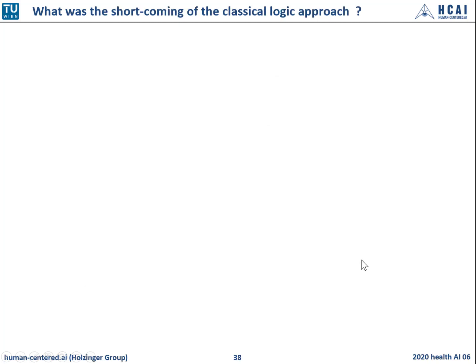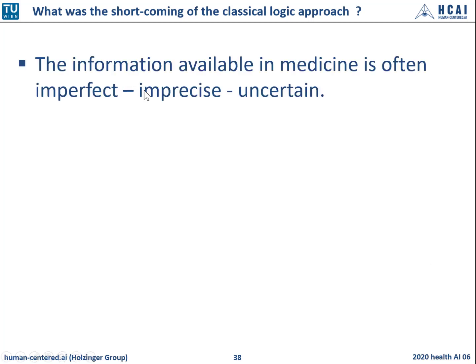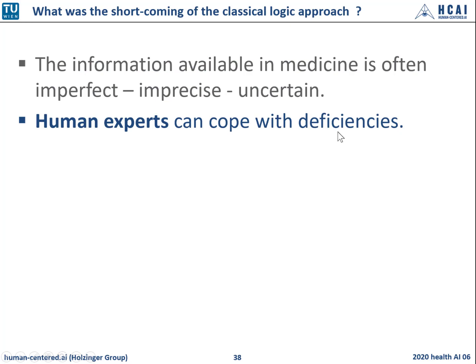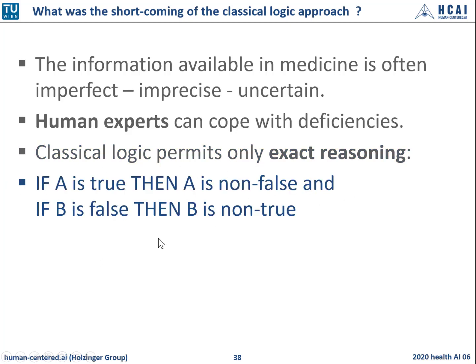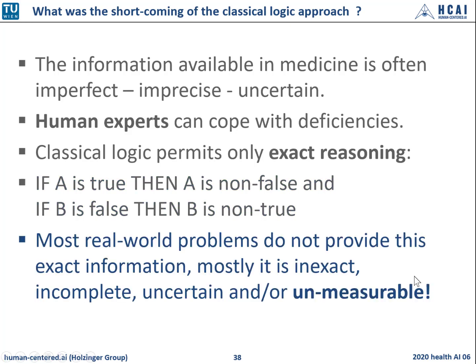Okay. So what was the shortcoming of the classical logic approach? Because this was a very logic approach, and everybody knows Mr. Spock from Vulcan, from the Starship Enterprise with the pointy ears, and he's a good example for classical logic. We are already well aware about the notion of probable information. And the information available in medicine is often imperfect, imprecise, uncertain. So this is real-world medical science. And human experts can cope with these deficiencies, but classical logic permits only exact reasoning. If A is true, then A is non-false, and if B is false, then B is non-true. And most real-world problems do not provide this exact information. Mostly it's inexact, incomplete, uncertain, or even unmeasurable. And this was the reason why the classical AI approach, at least in the real world, was very unsuccessful at this time.